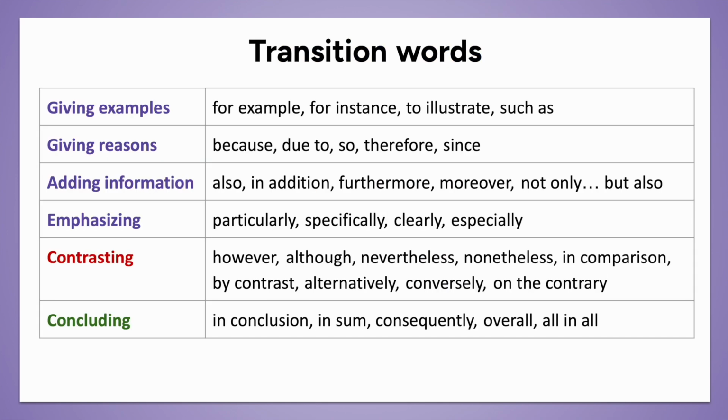A way to connect your ideas while you're speaking is using transition words. Transition words are used in the beginning of a sentence in order to connect the previous idea to the next one. Transition words can be used when you are giving examples, giving reasons, adding information, emphasizing, contrasting, and concluding. Take note that a contrasting transition word, such as however, should only be used when you are introducing an idea that is opposite to what you have already talked about.